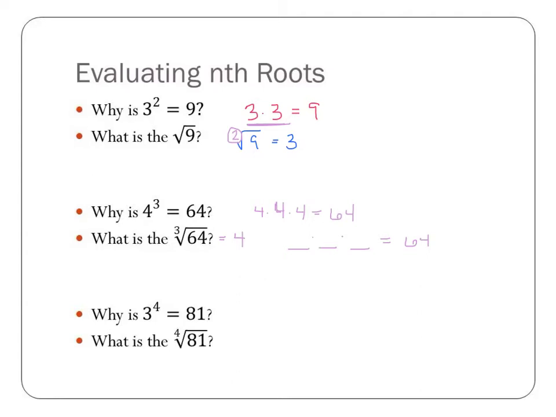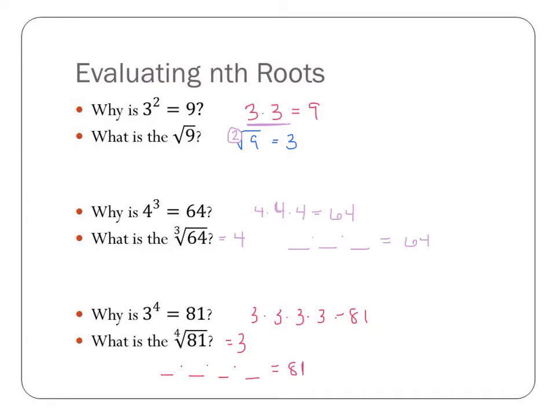And finally, why is 3 to the 4th 81? Well, because 3 times itself 4 times is 81. And so what is the 4th root of 81? It is 3. Again, because we're looking for what number times itself 4 times is 81.